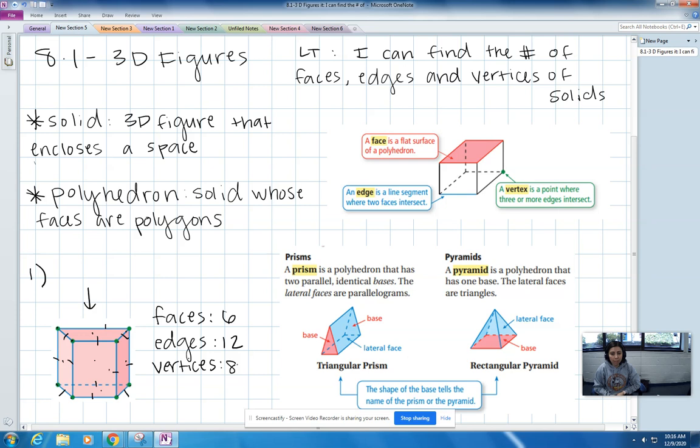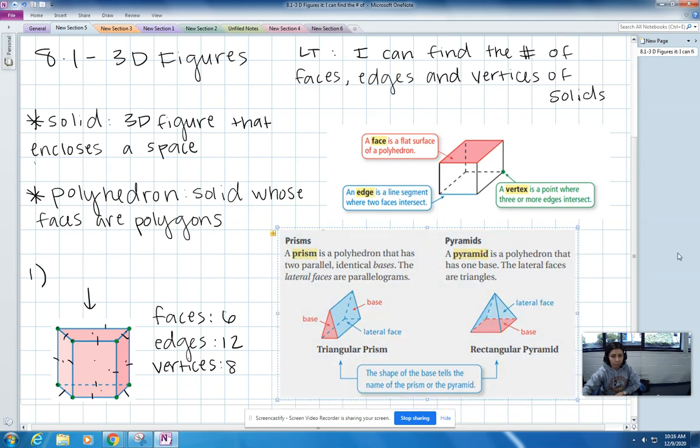Now, our last 2 things we need to learn are 2 very specific types of polyhedrons that we will be talking about in our next couple of sections. The first one is a prism. So a prism is a polyhedron that has 2 parallel identical bases. The lateral faces are parallelograms.